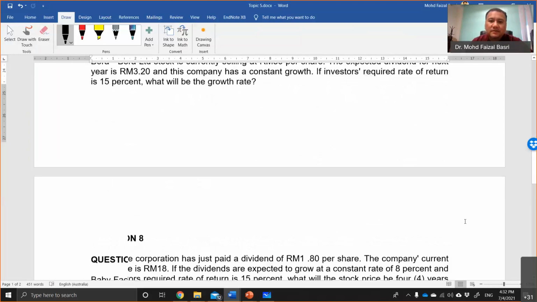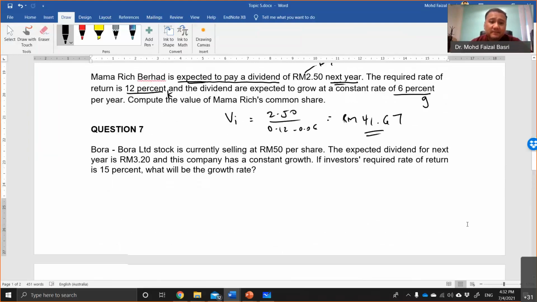Maybe last one, we covered most of it. Okay, maybe last one, question number 7. Bora Bora Limited stock is currently selling at 50 ringgit per share. So this is the current price. The expected dividend for next year is 3 ringgit 20 cents. So again, this is your D1, because they use the words expected dividend for next year. And have a constant growth. This is the K.